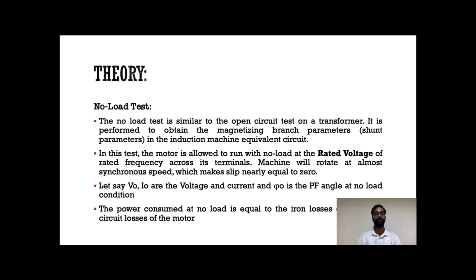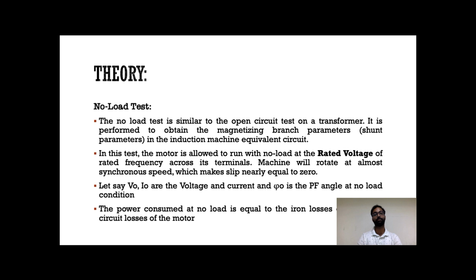If you can recall, in the transformer, the open circuit test is performed to find the core losses. Here also the no load test is performed to find the core losses, and the core losses or the iron losses are, as we all know, associated with the shunt branch parameters. So basically with the help of the no load test we are finding the shunt branch parameters of the circuit.